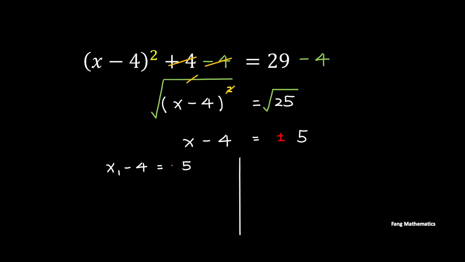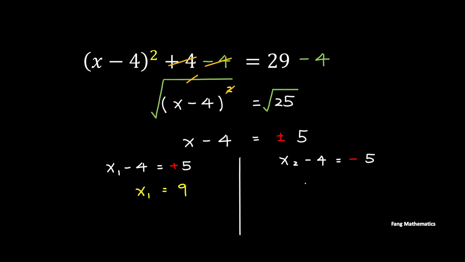So let me just put a positive to indicate the principal root. While on the other, your other x minus 4, that should give you the minus root. And now we are to solve for x1. So let me just solve it for you. You add 4 to both sides. So x1 should give you 5 plus 4. That should give you 9.